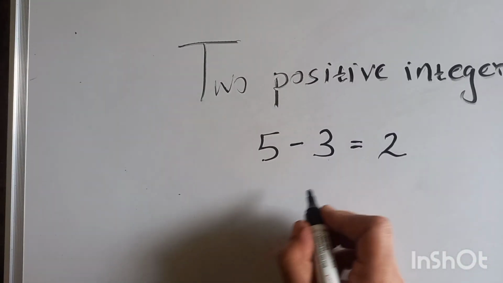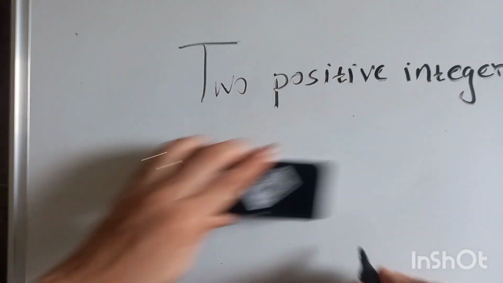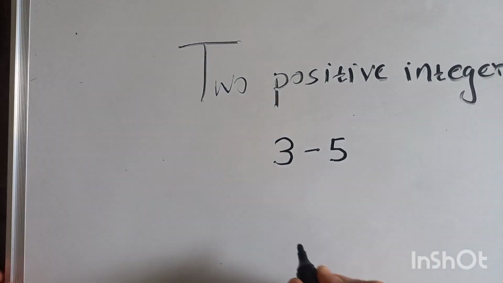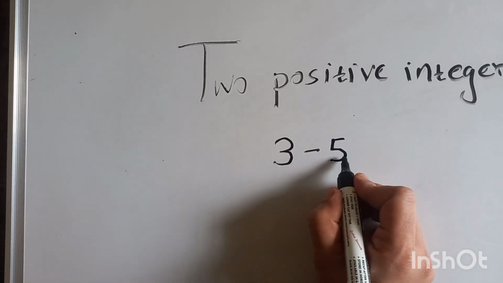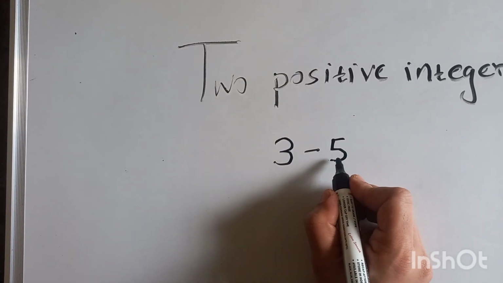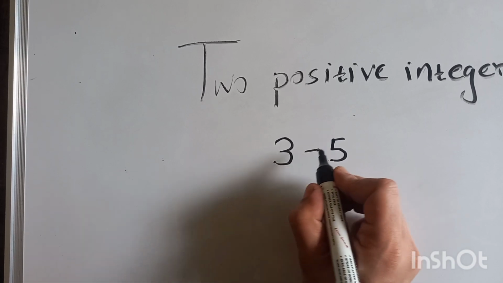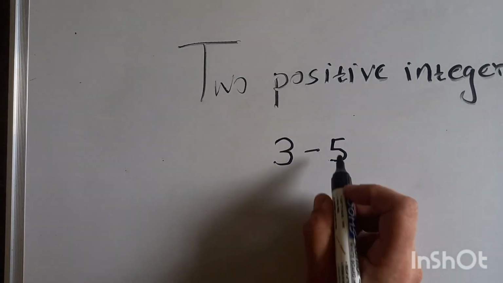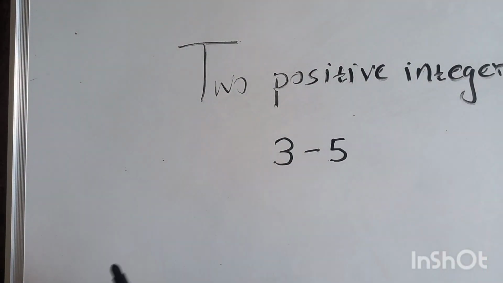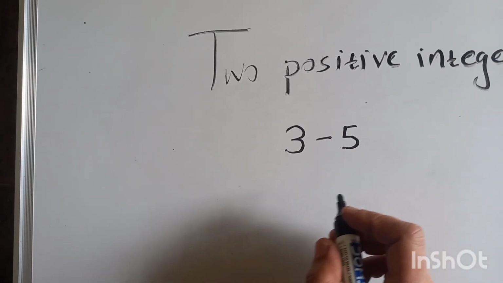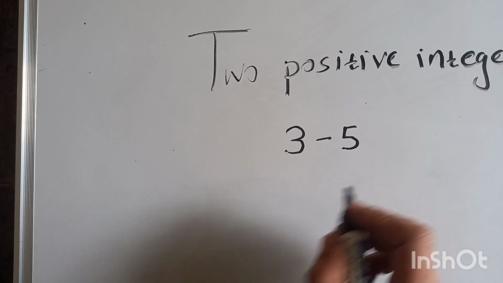for example, just reverse this number. That is 3 minus 5. So here these two are positive integers, positive 3 and positive 5, and you are going to subtract 5 from 3. That is 3 minus 5. Now for this it will be difficult. And for that we can study in the subtraction of integers.